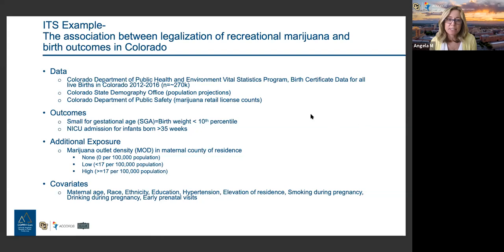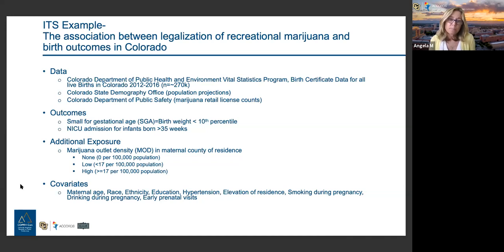His outcomes of interest were small for gestational age, defined as birth weight in the lower 10th percentile, and NICU admissions for infants born after 35 weeks. We also looked at including an additional exposure variable, so we did this analysis with and without it. I wanted to present it with the variable because it's a more complicated and, in my opinion, more interesting model. The additional exposure variable was a surrogate for marijuana exposure for the mothers, based on the idea that you're assuming increased risk with closer proximity to your source.